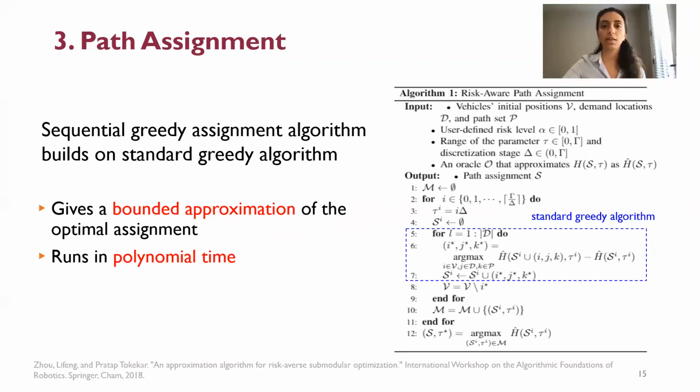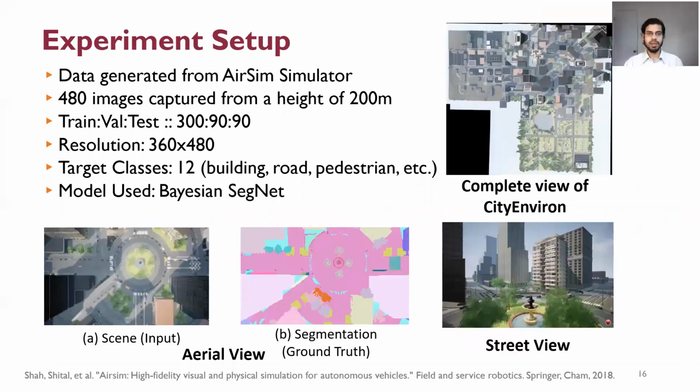We showed that our assignment algorithm gives a bounded approximation of the optimal assignment, and it runs in polynomial time. The general version of this algorithm was proposed in our previous work, but here we specifically focus on the assignment problem. For the experiment, we created our own data from AirSim simulator, which gives us photorealistic images, ground truth, and multiple views. We captured 480 images and split them into training, validation, and test datasets.